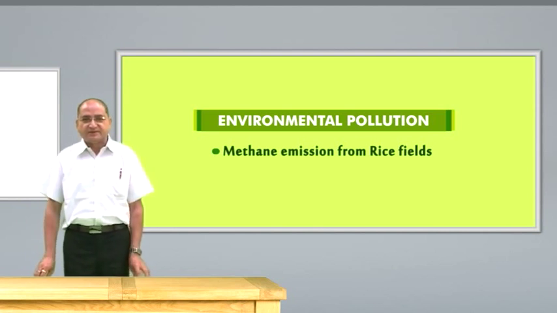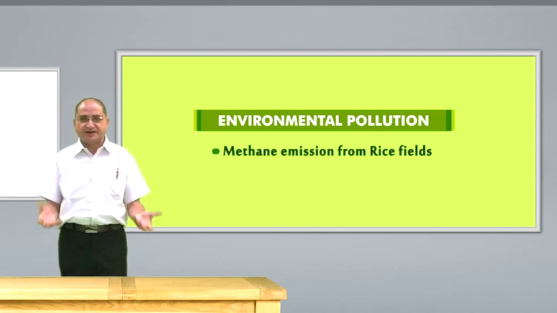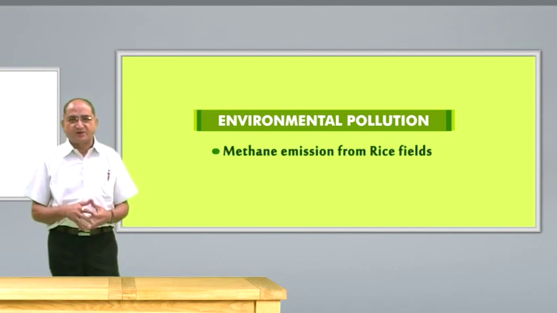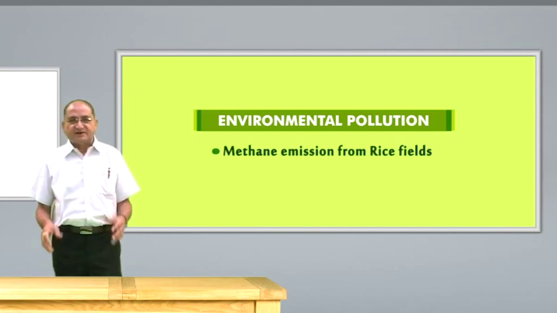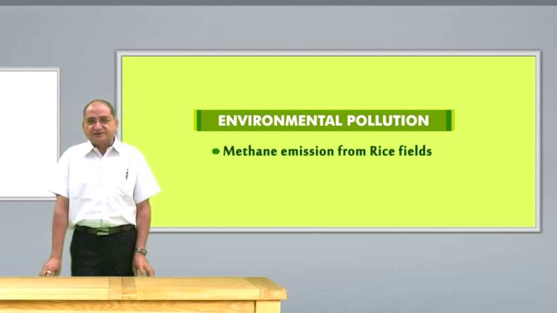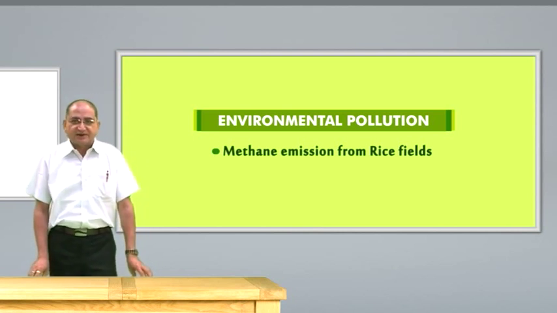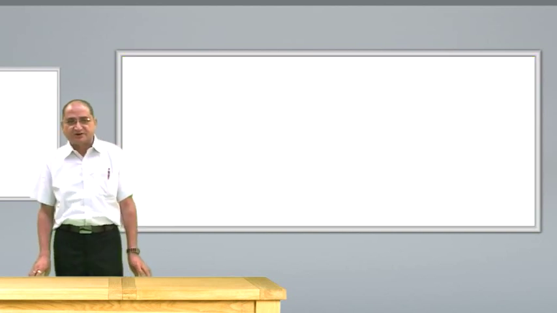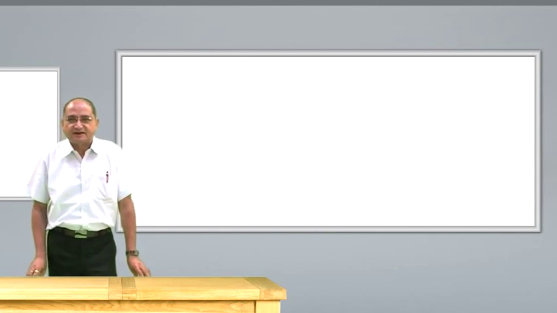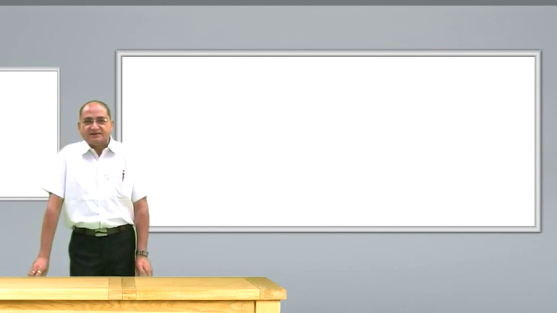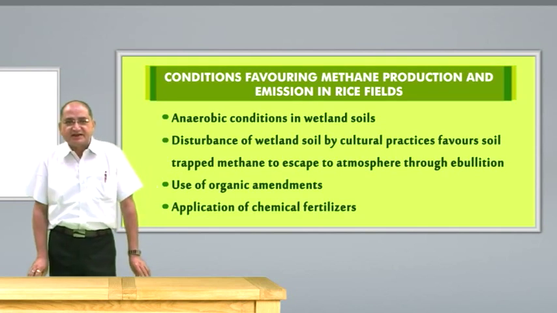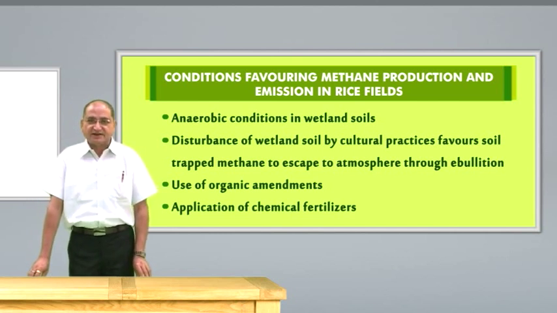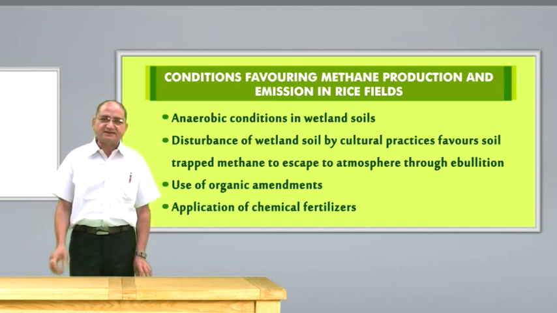It is released from submerged soil to the atmosphere by diffusion and ebullition and through roots and stems of the rice plant. Recent global estimates of emission rates from wetland rice fields range from 20 to 100 teragrams per year. The current burden of methane in the atmosphere is approximately 4,700 teragrams per year. The conditions favoring methane production and emission in rice fields are anaerobic conditions, disturbance of wetland soils, use of organic amendments, and application of chemical fertilizers.